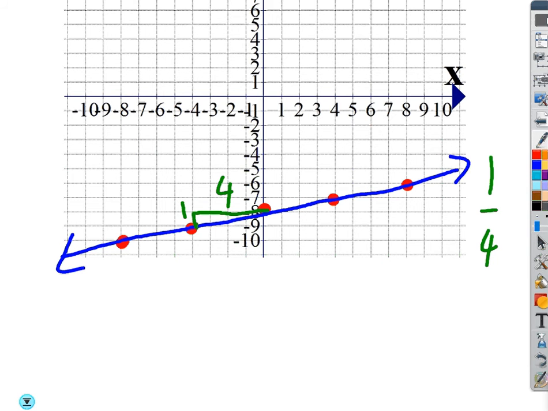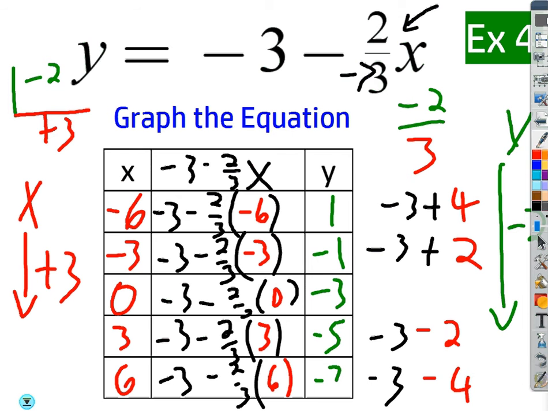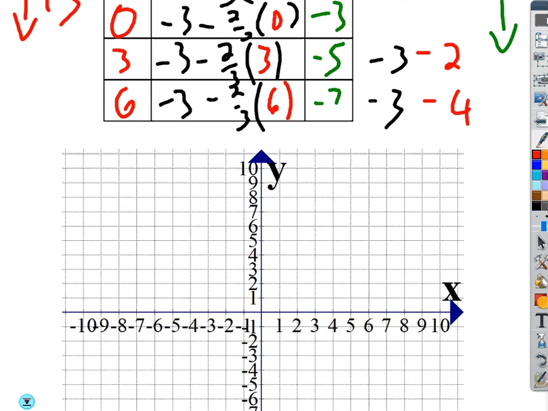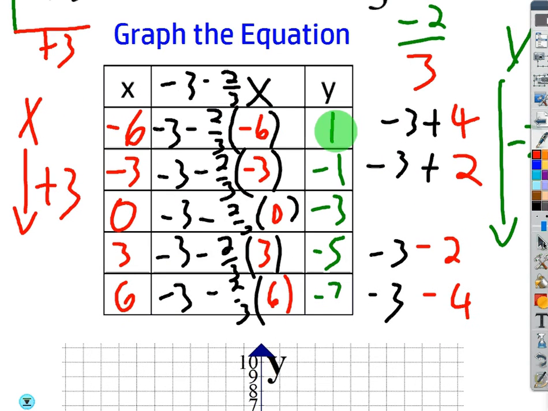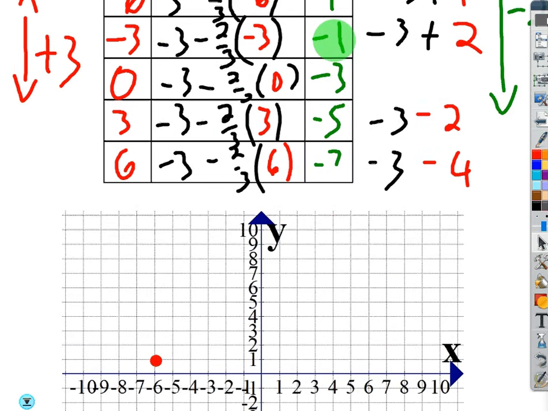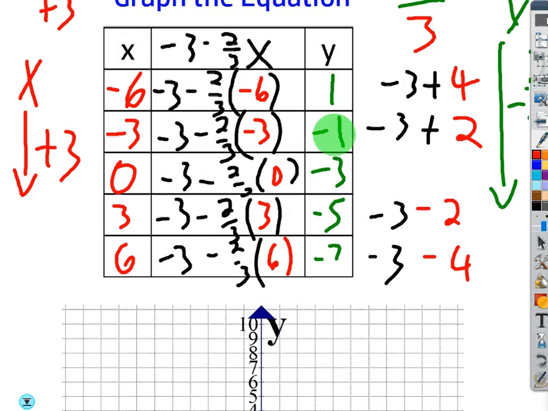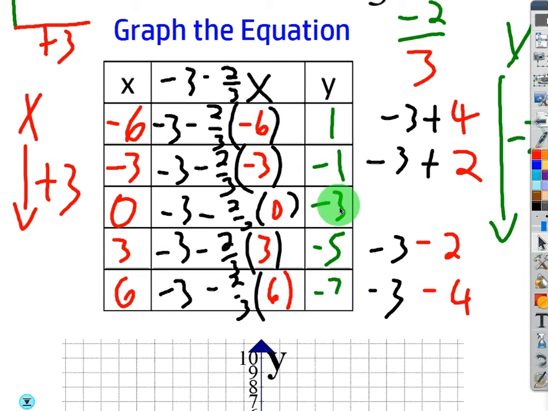All right, one more example. No, wait a minute, 2 more examples. Next, we had negative 3 minus 2/3 x. Before we even do the chart, what do you guys think the slope is going to be? Close. Good, negative 2/3 because of this minus right here. Let's check and see if that's the case. All right, first point we got was negative 6, 1. Next point we got was negative 3, negative 1. That's negative 2. Okay. Third point we got was 0, negative 3, and I'll just stop there.